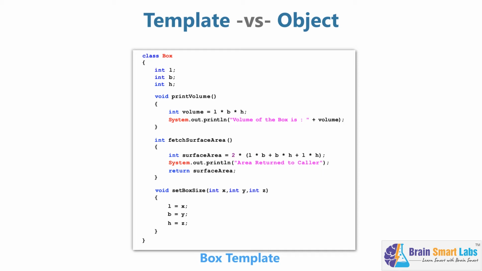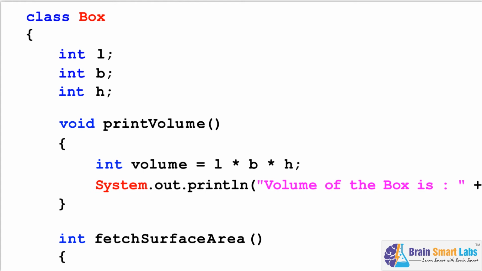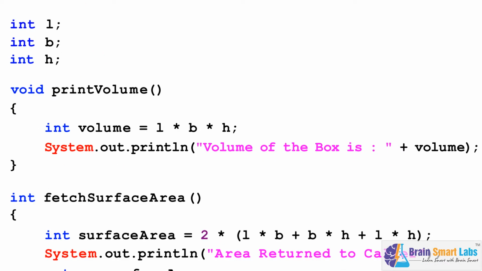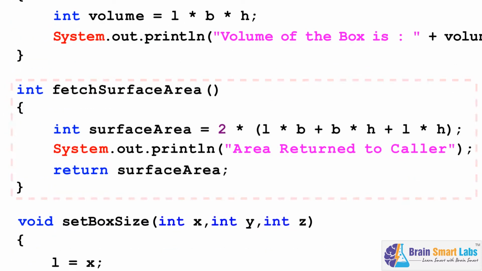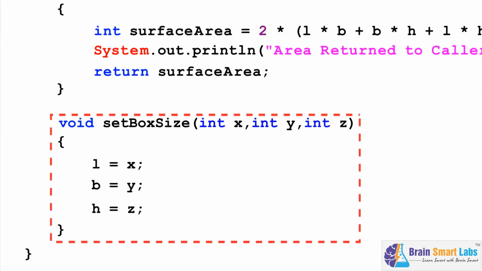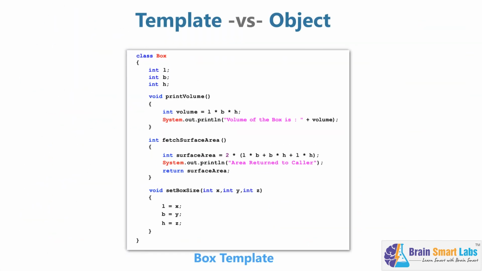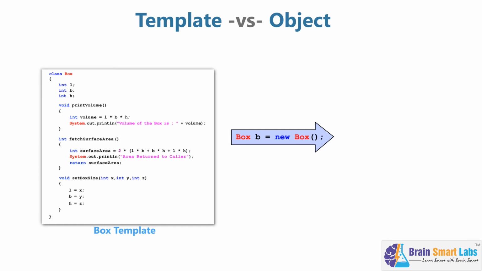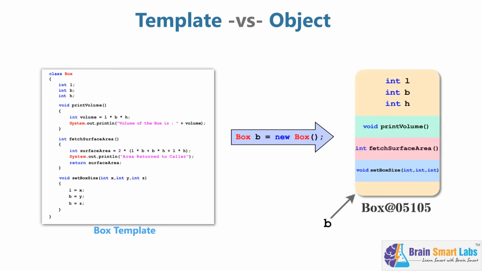But please remember, just like our house plan has a bathroom and a kitchen, our box template also has 3 variables by name L, B and H and 3 methods by name print volume, fetch surface area and set box size. You can never ever use these states or behaviors inside your main method directly. To use these members inside your main method, you have to create a new object in your demo code by saying Box b = new Box.